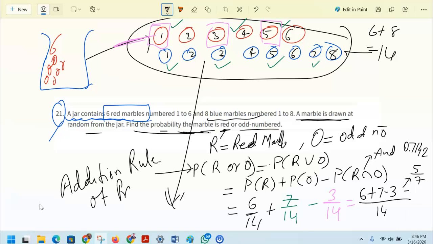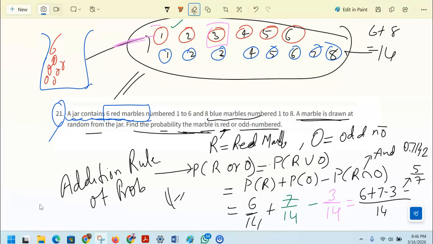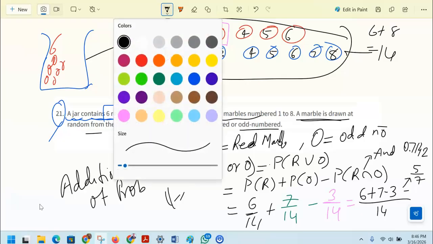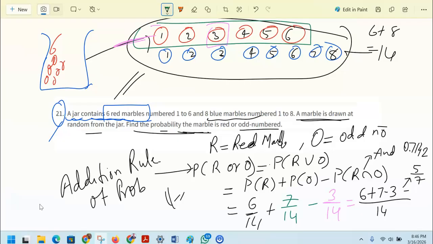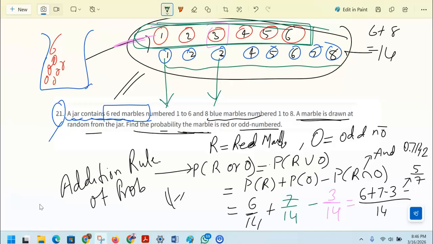Now the question is, can we do this directly by just looking at the figure? Let's see whether we could do that. At least it should be either red or what? So first I will add up all the red ones. There are 6 of them. Then from the blue ones, you have to see which are odd. These are already 6, so you look for the others: 6, 7. This is odd, so this will be the 7th. This will be the 8th.